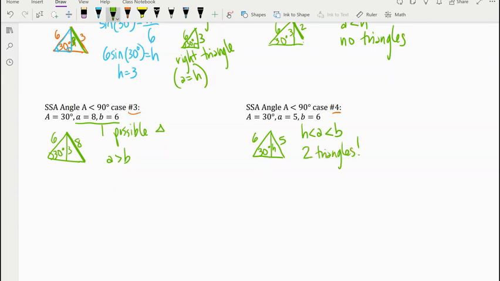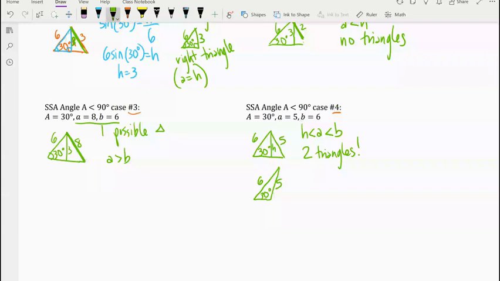Well, how do I create a second triangle given this information? I still have a 30-degree angle. I have to be careful about how I draw this because it's kind of hard. I still have a 30-degree angle, I still have a side length of 6. But instead of 5 going this way, what if my 5 goes this way?